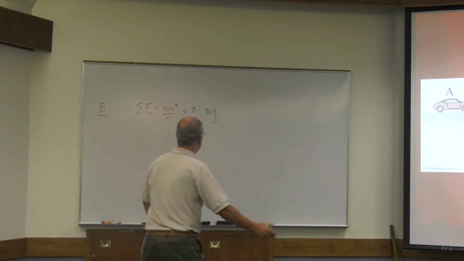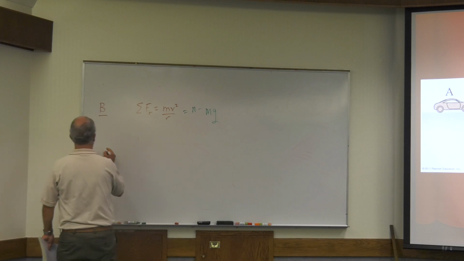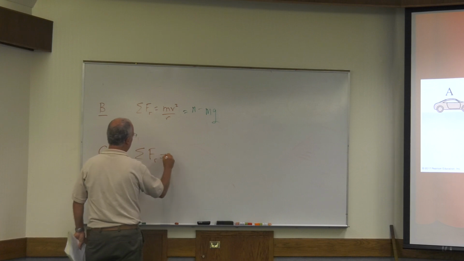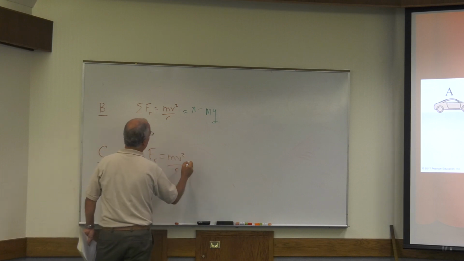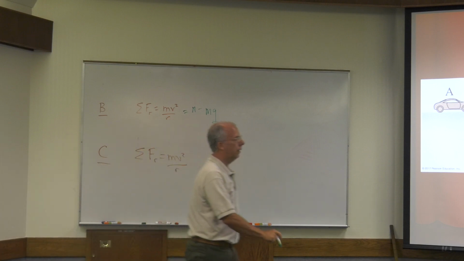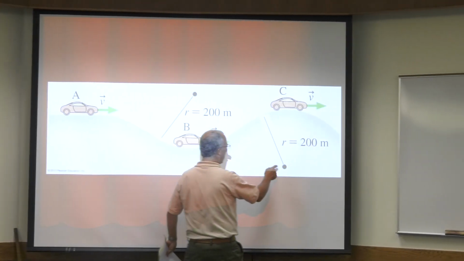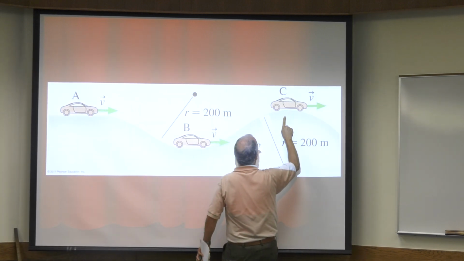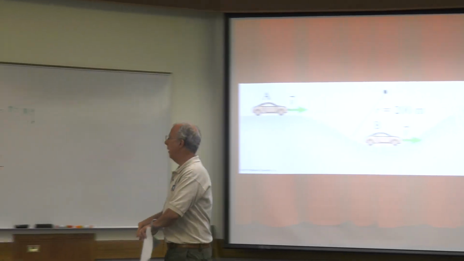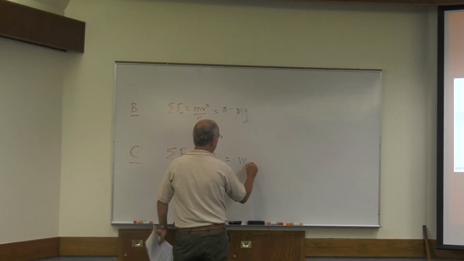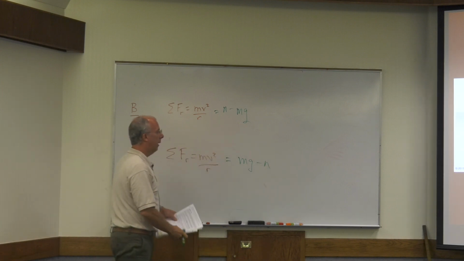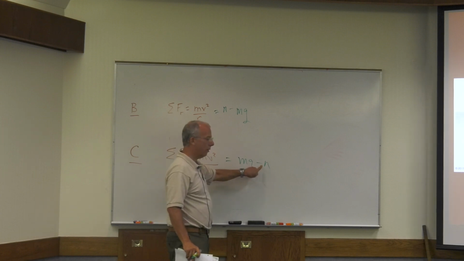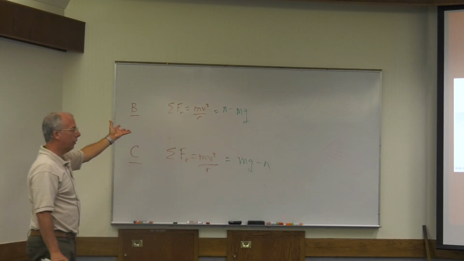Okay, let's do C. Again, just write it down. Now this one's different, because now this is the center of the circle, so the weight points towards the center, and the normal force points away from the center. So now we're going to have mg minus n, right? The weight points towards the center, so it's positive. The normal points away from the center, so it's negative. So there you go. Make sure you understand this.